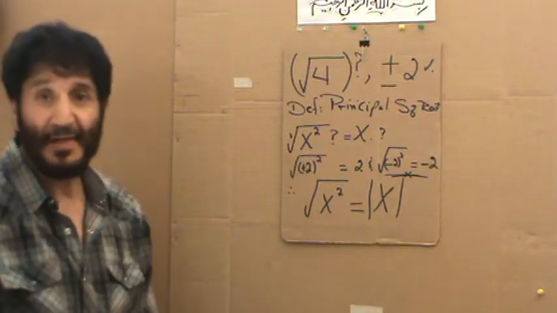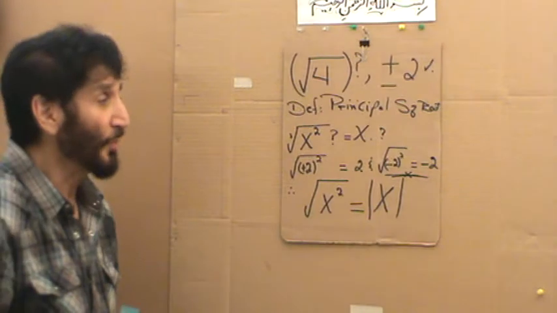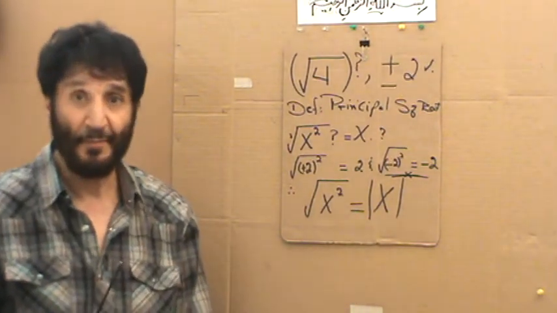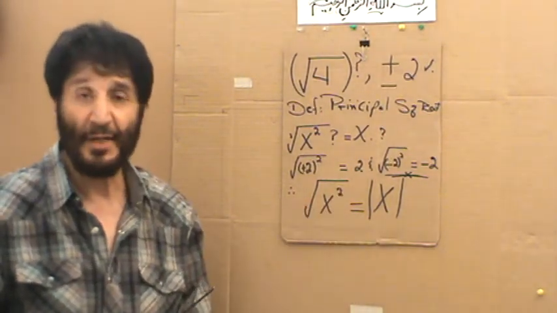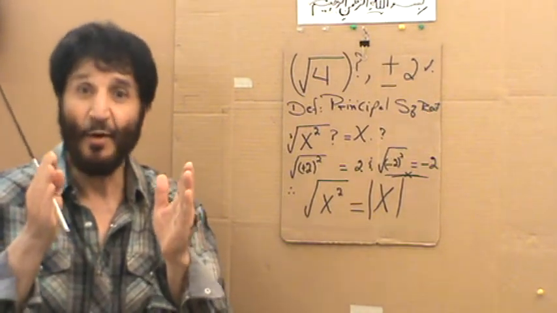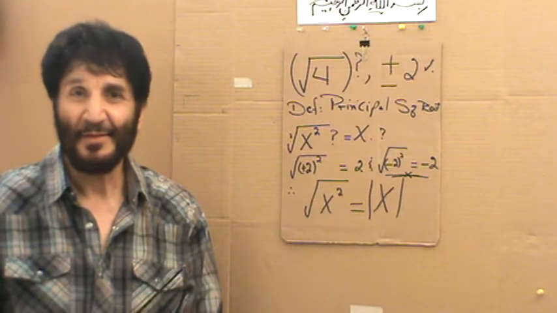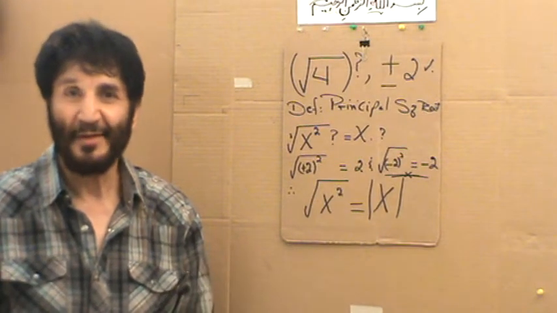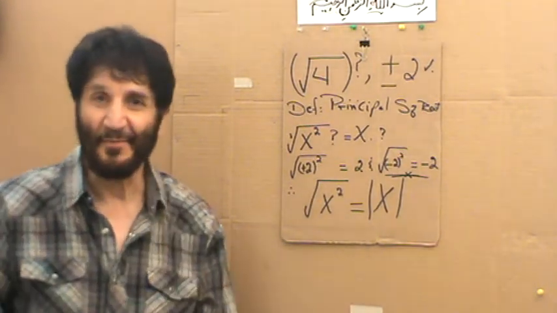But this is in violation of the principal square root. And in order to overcome this violation, just put the x into the jail of absolute value. Then you have nothing to worry about, because the absolute value will take care of it.